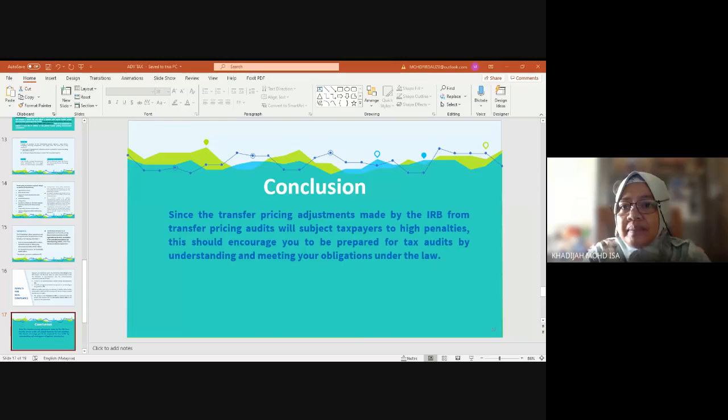The good thing about transfer pricing is that if you go to a big firm, there is one unit or one department for it. You're talking about PwC, because I was in PwC, so I know. You go to EY, there is one department for transfer pricing only. You know how important this is.